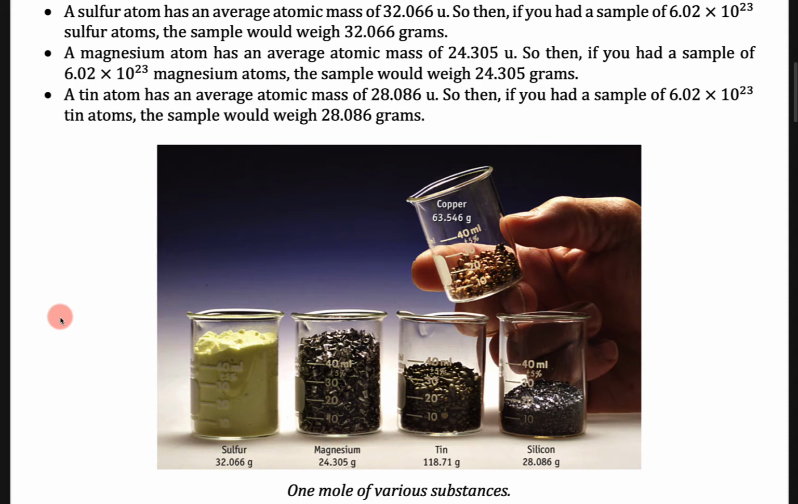It is a counting unit. So 602 hexillion of one thing is going to have a different mass than 602 hexillion of another thing.